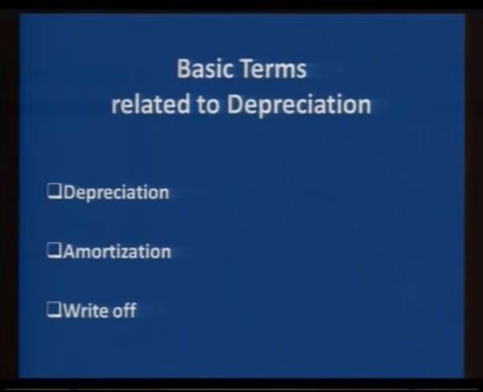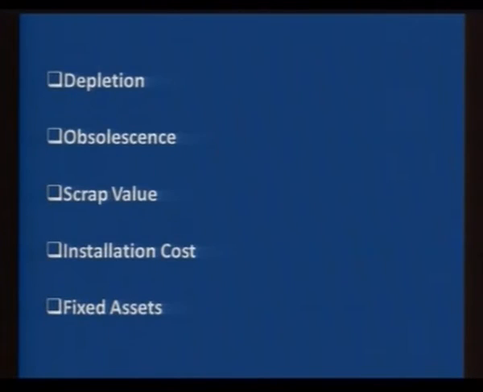There are different terms which students may come across and they may feel confused. Like there is the term amortization, there is the term write-off, there is the term depletion, obsolescence, scrap value. These are terms whose accounting treatment is almost the same, but there is a slight difference. Like depreciation is declining the value of fixed assets.